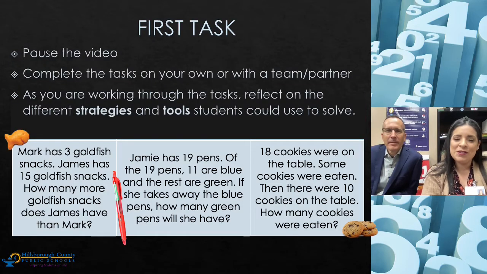So first, we want you to pause the video, read through these tasks, and solve them as if you were a student. Think about what strategies and tools you want students to use and that you might use as you're solving them.